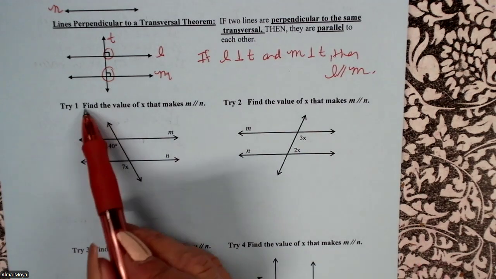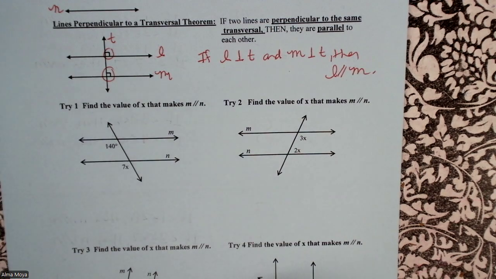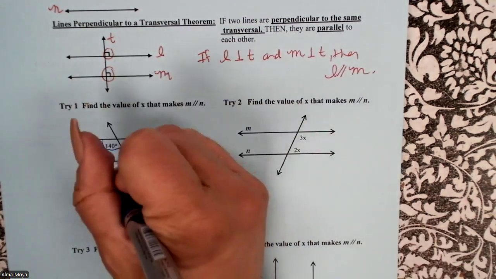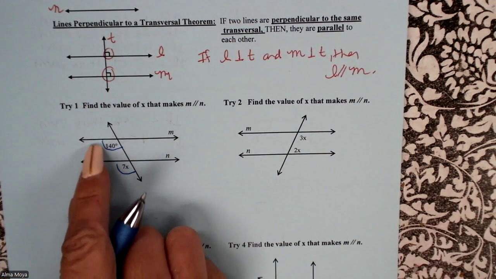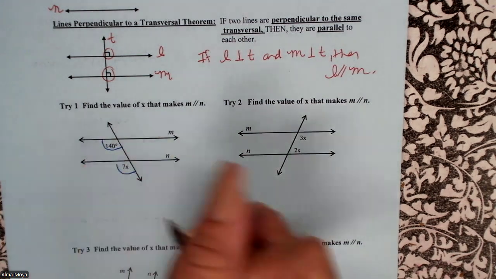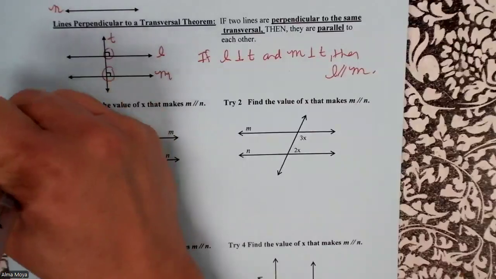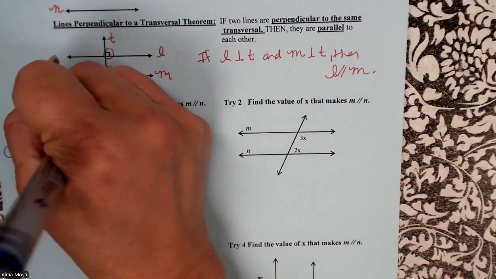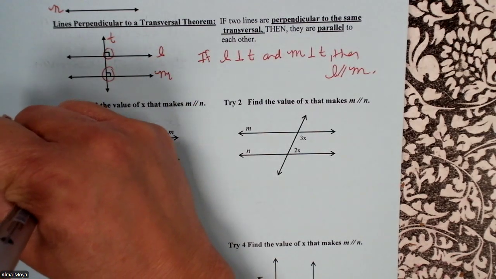All right. We are going to find the value of X that makes M parallel to N. So right here, I have a 140. 140 is a big angle, and 7X, that is a big angle. These are called corresponding angles. So this is going to be the converse of the corresponding angle postulate.